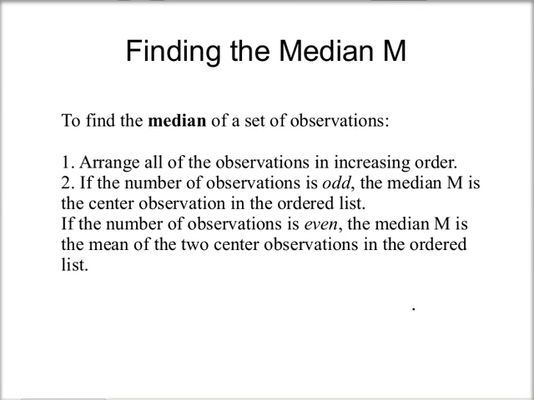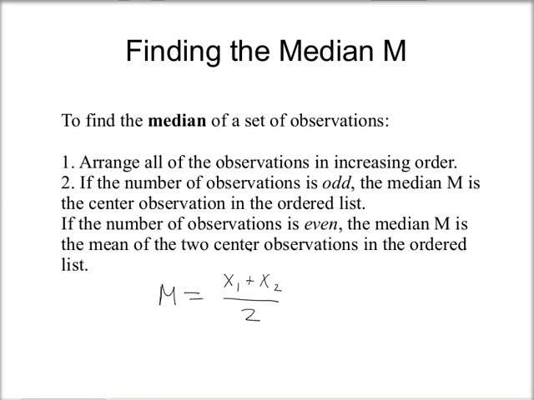If I've got an even number of observations, then I have to look at the two center observations in the list and find their mean. So if I'm just finding the mean of two observations, that'll be x1 plus x2 divided by 2, and that will give me my median if x1 and x2 are the center two observations in the ordered list.